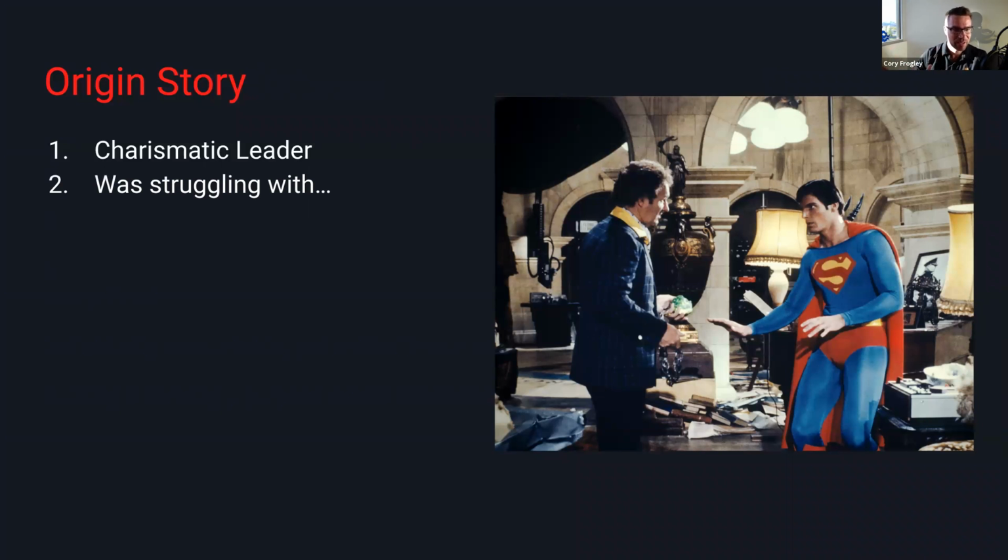So we take a charismatic leader and we put him in the jungle, right? We put him in a life or death situation. And then what are they fighting against? What is their cause? Superman, all injustice. He's got an enemy, Lex Luthor.